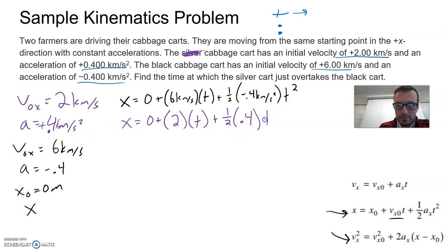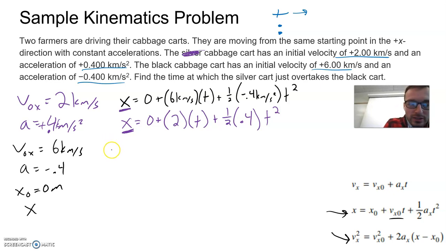Hopefully you're not getting too confused. What are we looking at here? Because this x is the same as this x, and how do I know that? Because we set up the problem that way. We said they're going to cross paths when it overtakes the black cart. That's when they're at the same position, so they have the same final position.